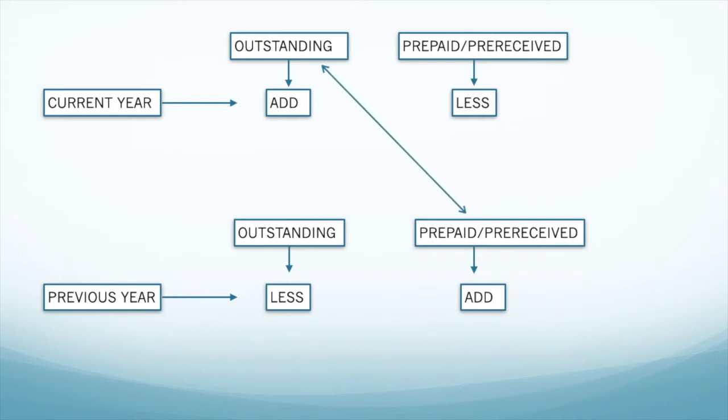So current year's outstanding and previous year's prepaid or pre-received will always be added in the income and expenditure account. Current year, whatever we have prepaid and pre-received, it is related to next year. So that and previous year's outstanding will be less from the income and expenditure account.